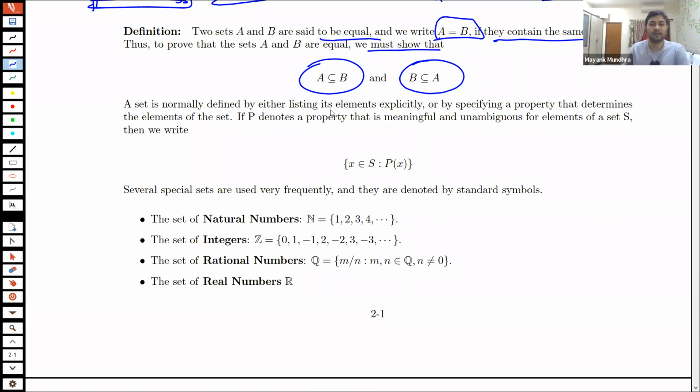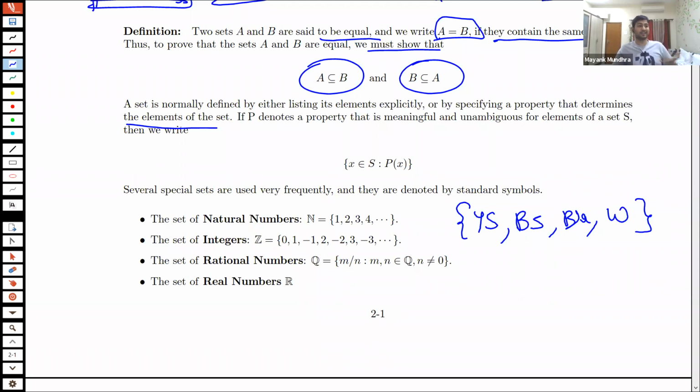Now, a set is normally defined by either listing its elements explicitly or by specifying a property that determines the elements of the set. So suppose I want to define a set. How can I write the set? I can basically include each and every element separately. So let's say I just want to include the set of shirts that I have. There's this yellow shirt I have, there's a brown shirt I have, there's a black shirt I have, there's a white shirt I have. So these are the four elements, end of story. So this is one way to represent a set.